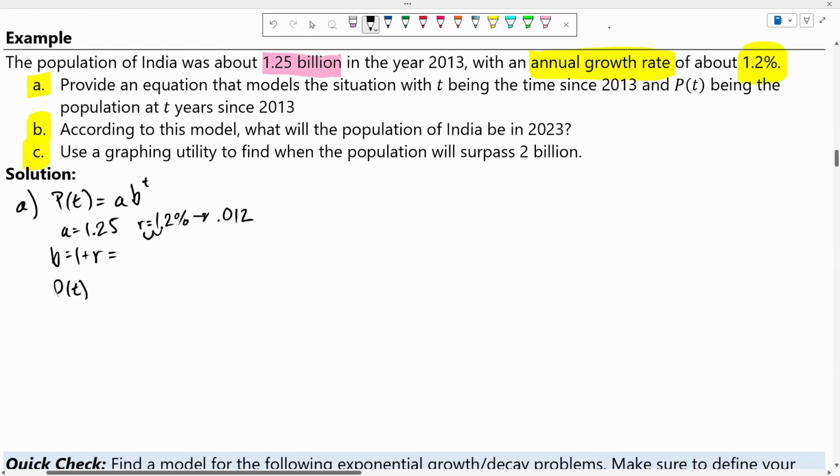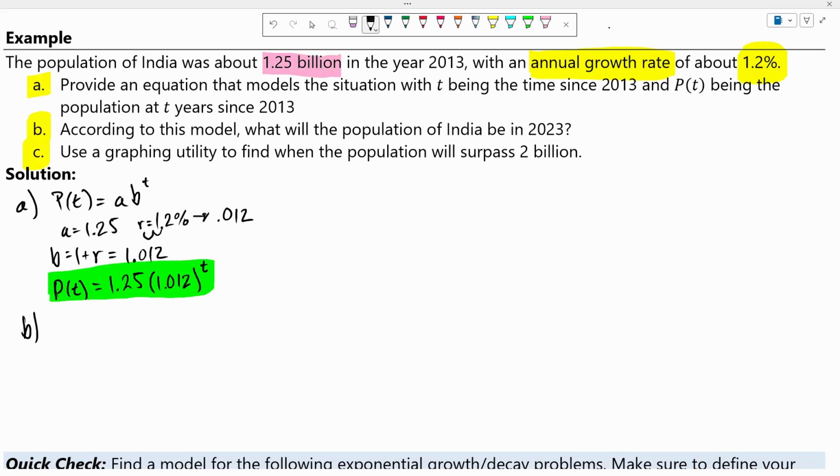Well, actually, let's do B first, right? So then my B is going to be 1.012. Our P of T is going to be 1.25 times 1.012 to the T power. This is it. Blammo. So this equation will model for us the population of India.